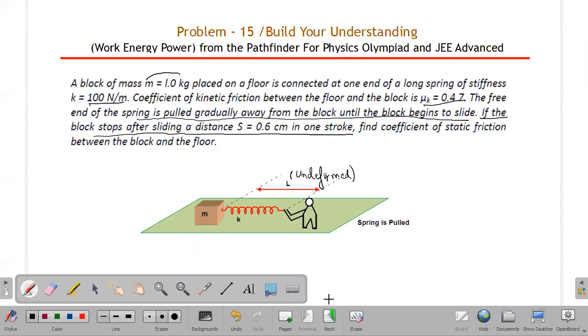So this was question 15 from the Pathfinder book, Build Your Understanding, chapter Work Energy Power.